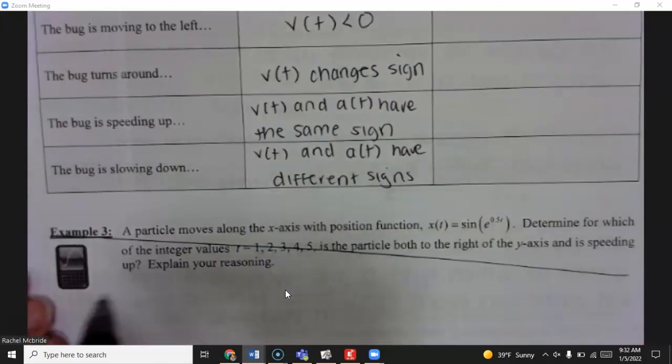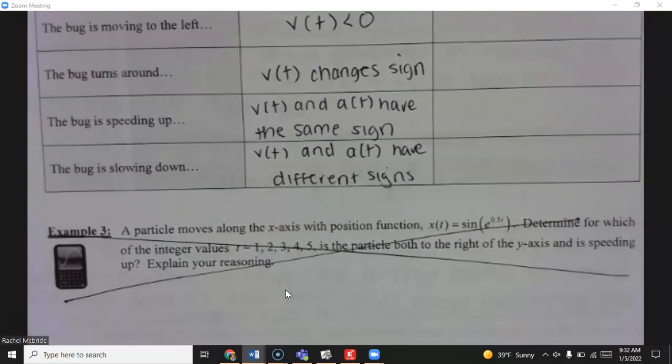We're going to skip example 3. I hate them. That was just more obnoxious than anything else. You just put it into your calculator and type in 1, 2, 3. It's obnoxious. At this point, I know you. And then you have to do it for velocity and acceleration. So you were just plugging. Yeah.